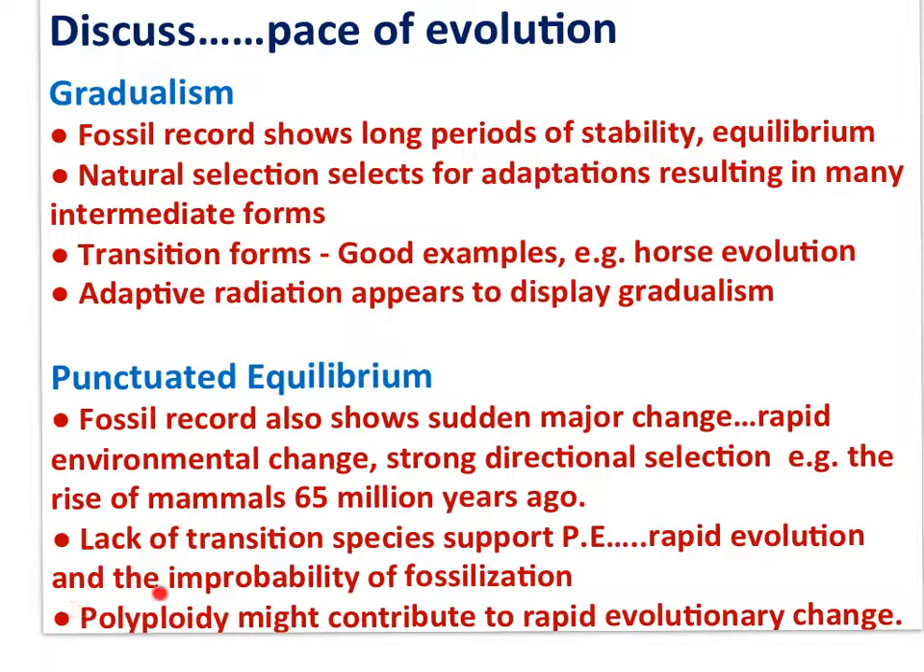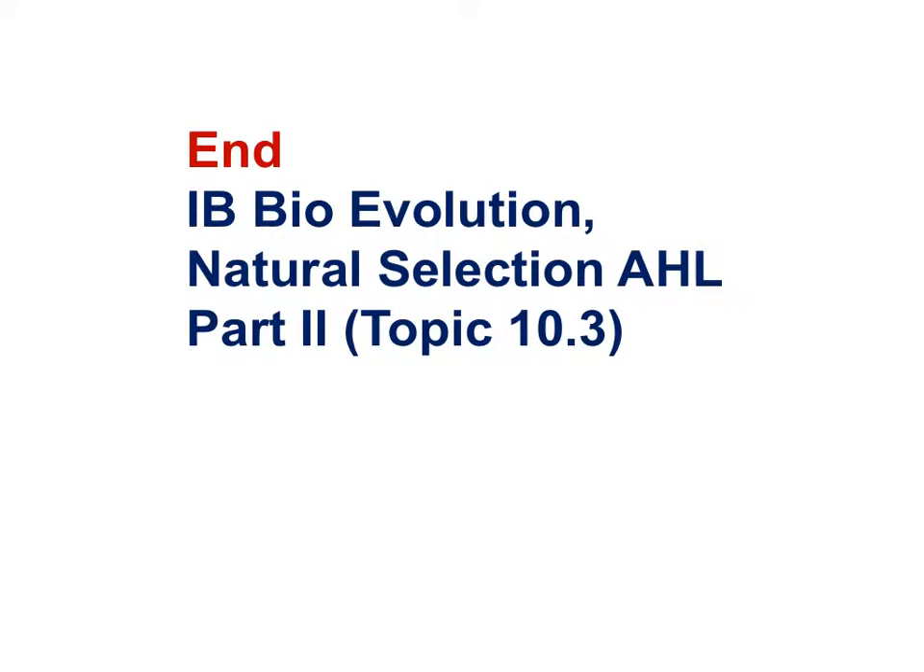As well, consider that polyploidy might contribute to rapid evolutionary change. And that brings us to the end of IB Bio Evolution Natural Selection Additional Higher Level Part 2, Topic 10.3.